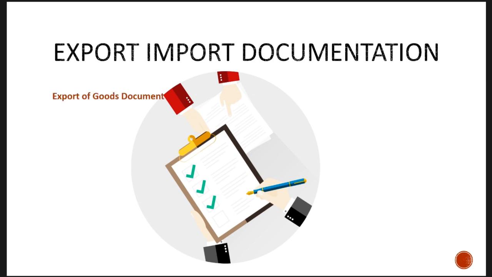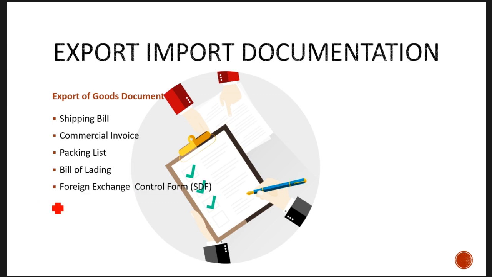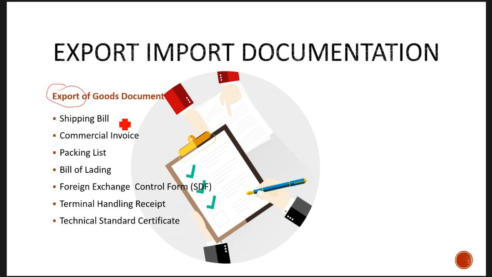All right. In sending goods or exporting goods, we'll need to have a shipping bill, commercial invoice, packing list, bill of lading, foreign exchange control form, and terminal handling receipt, as well as a technical standard certificate. So these are the documents that are needed for the exporter before they send the goods, right? Before they send their products, these are the documents that are needed.